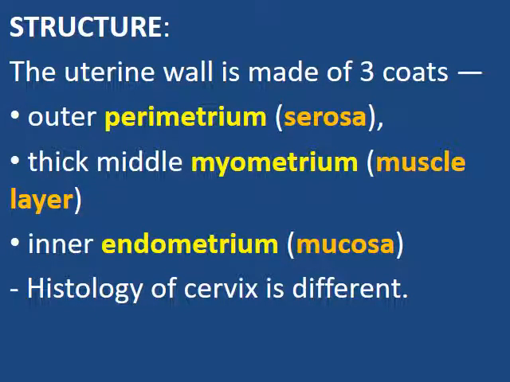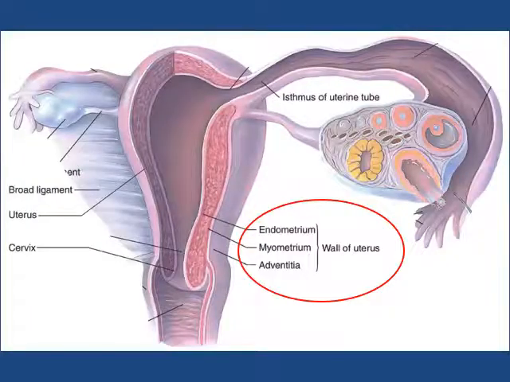Uterine wall is made of three coats, that is outer perimetrium, serosa layer, middle thick layer, that is the myometrium, it is the muscle layer, inner endometrium, that is the mucosa. In this picture you can see the wall of the uterus, the most inner endometrium, middle the thick layer myometrium and the outer layer adventitia or perimetrium.